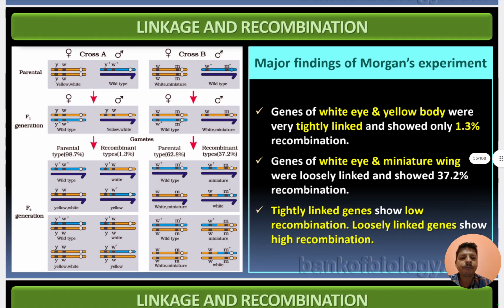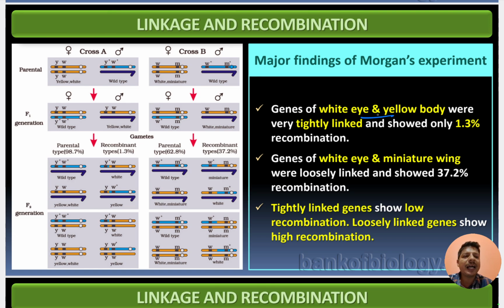Next is genes of white eye and yellow body were very tightly linked and showed only 1.3% recombination, while genes of white eye and miniature wing were loosely linked and show 37.2% recombination. Tightly linked genes show low recombination and loosely linked genes show high recombination. Here also these are the tightly linked, as you can see, these are the loosely linked, and recombination you can also find out.